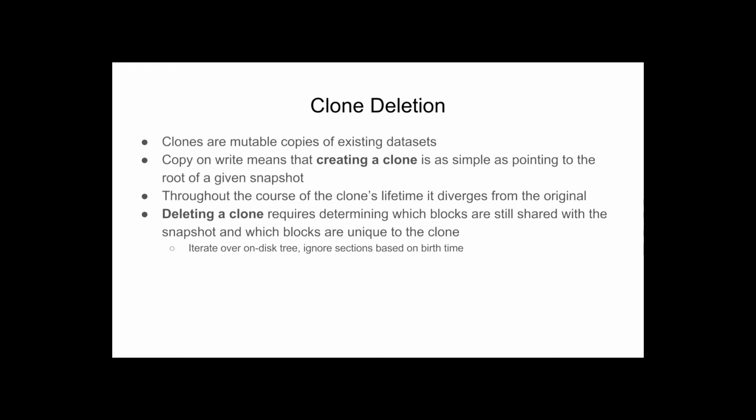Throughout the course of the clone's lifetime, it diverges from the original. So the user writes data, they delete things, they change things, and the clone originally was sharing all the data blocks with its snapshot, and then gradually develops data blocks of its own. So deleting a clone requires determining which of these blocks are still shared with the original and which blocks belong to the clone specifically and should actually be freed. And the basic strategy of this is to iterate over the on-disk tree and ignore sections of the blocks based on birth time.